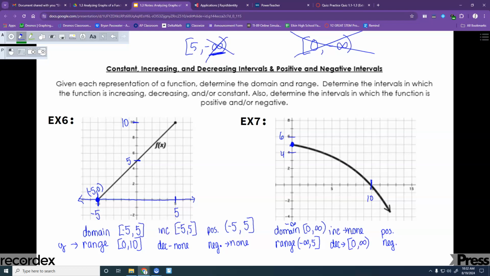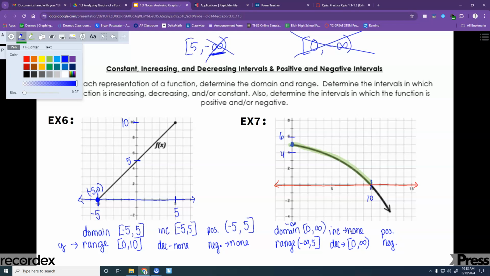Okay? All right, now we're looking at positive and negative. Positive is above the x-axis. So it doesn't have to be increasing. It just has to be above that x-axis. The x-axis is right here. So anything above that is positive. Even though it's decreasing, it's still positive.